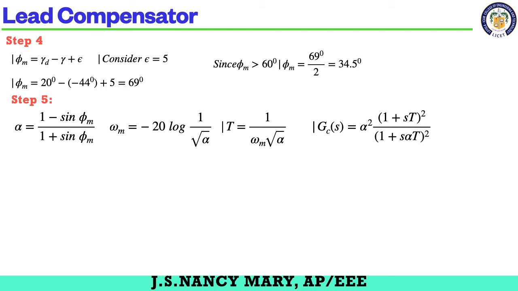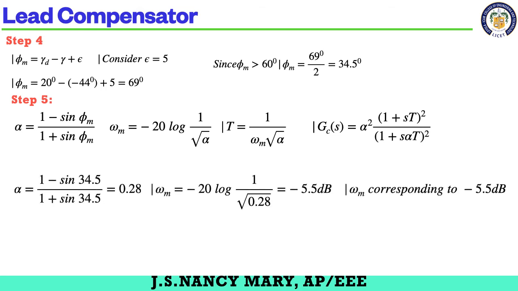Okay. So what we are going to do is first let me find out the alpha. So 1 minus sine 34.5 divided by 1 plus sine 34.5, which is nothing but 0.28, and then omega m is equal to minus 20 log 1 by root of alpha. So we are getting minus 5 decibel. Now we need to find out omega m corresponding to this minus 5.5 decibel.